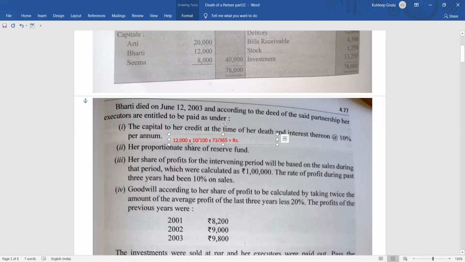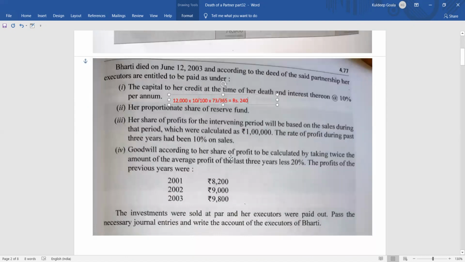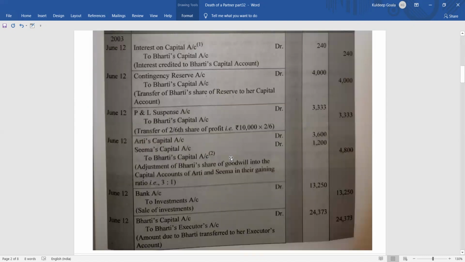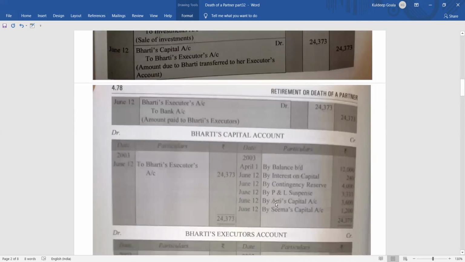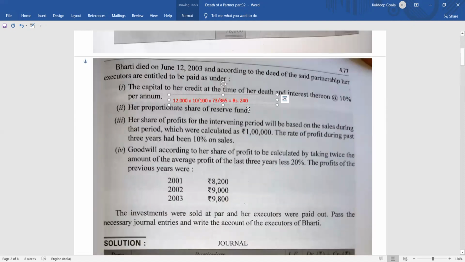12% will be 1,200, and then here it will be 12, 240 rupees. You can just verify whether it is 240 rupees or not. Interest on capital, yeah, it is 240 rupees. So this is how you are going to find out the interest on capital here.